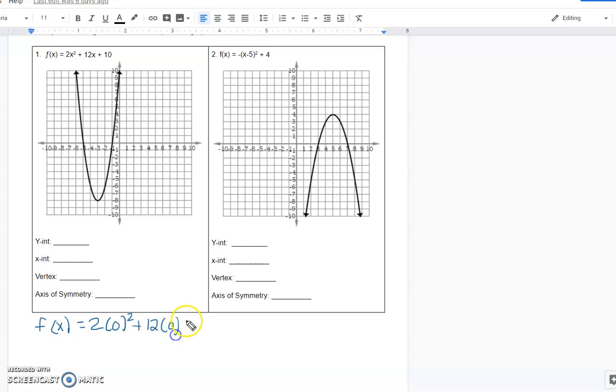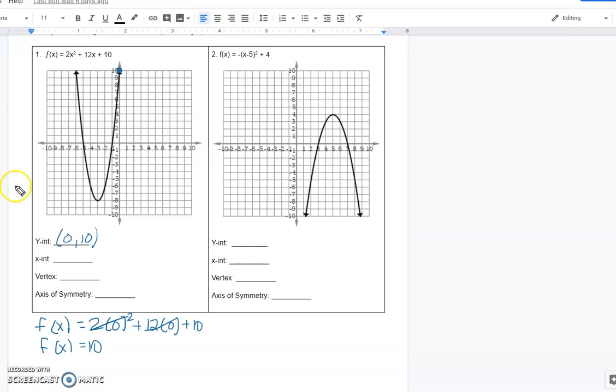So if I plug in 0 for all of my x's, 2 times 0 squared is going to be 0. That's going to cancel out. 12 times 0 is 0. That's going to be 0. And that leaves my f of x is equal to 10. So that means my y-intercept is at 0, 10. You might be able to see that here.